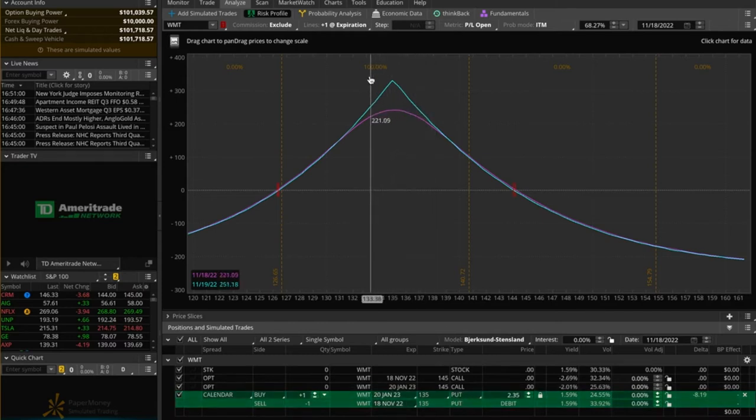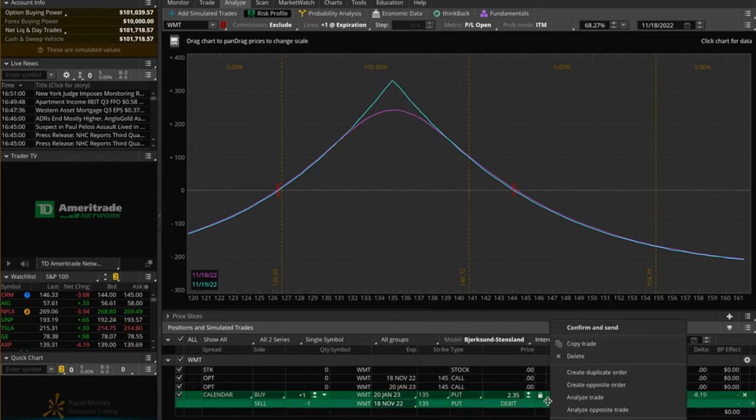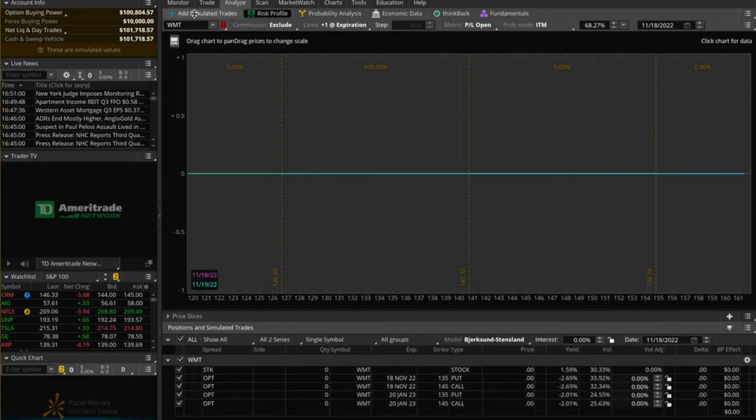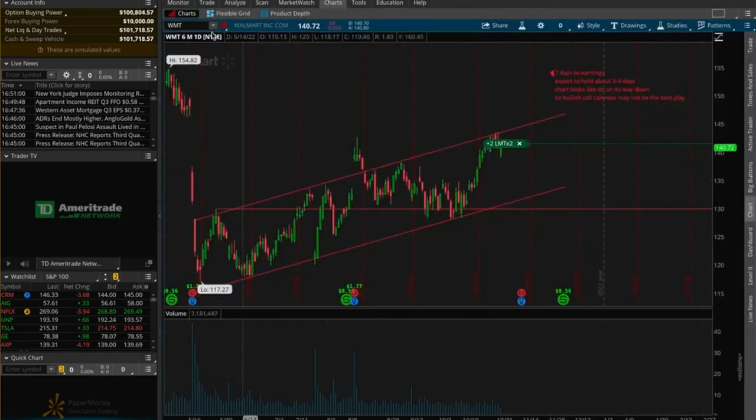Okay, so now the maximum profit is in our 100% probability slice, which is definitely what we want. So we want to go ahead and send this. And send. And we said the other one was Target. It was the first one we looked at.